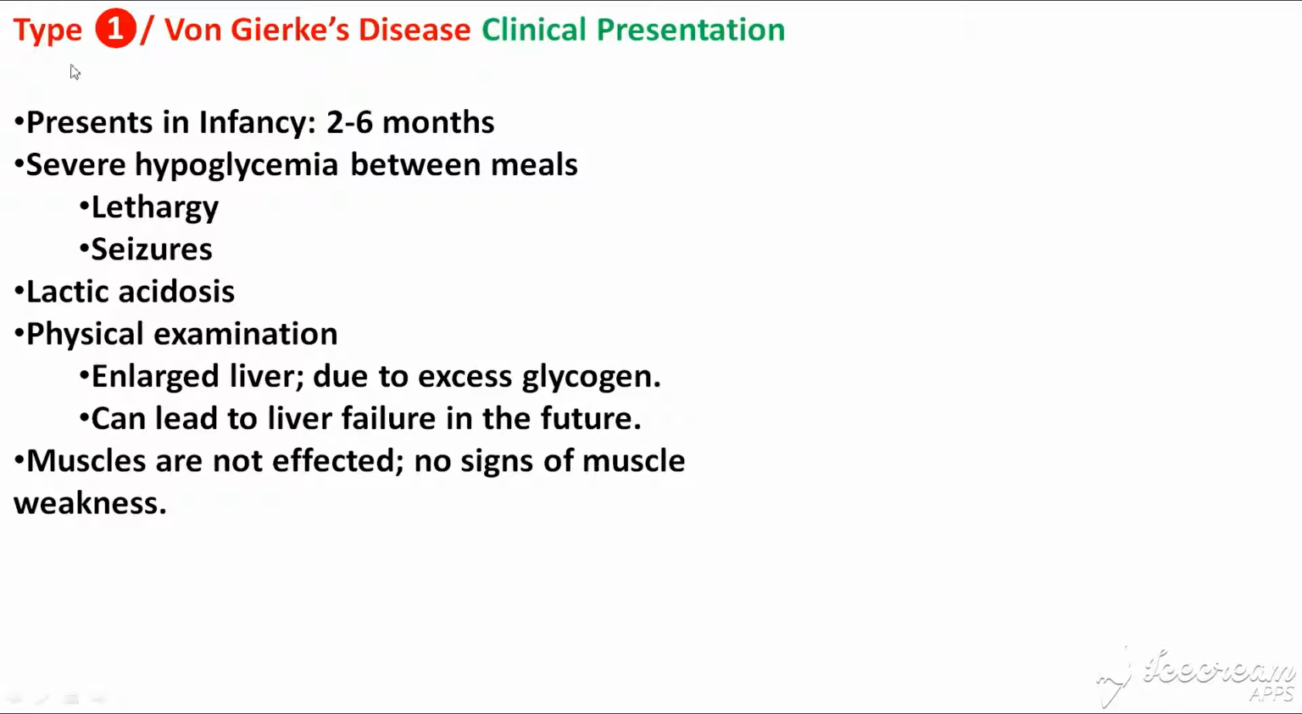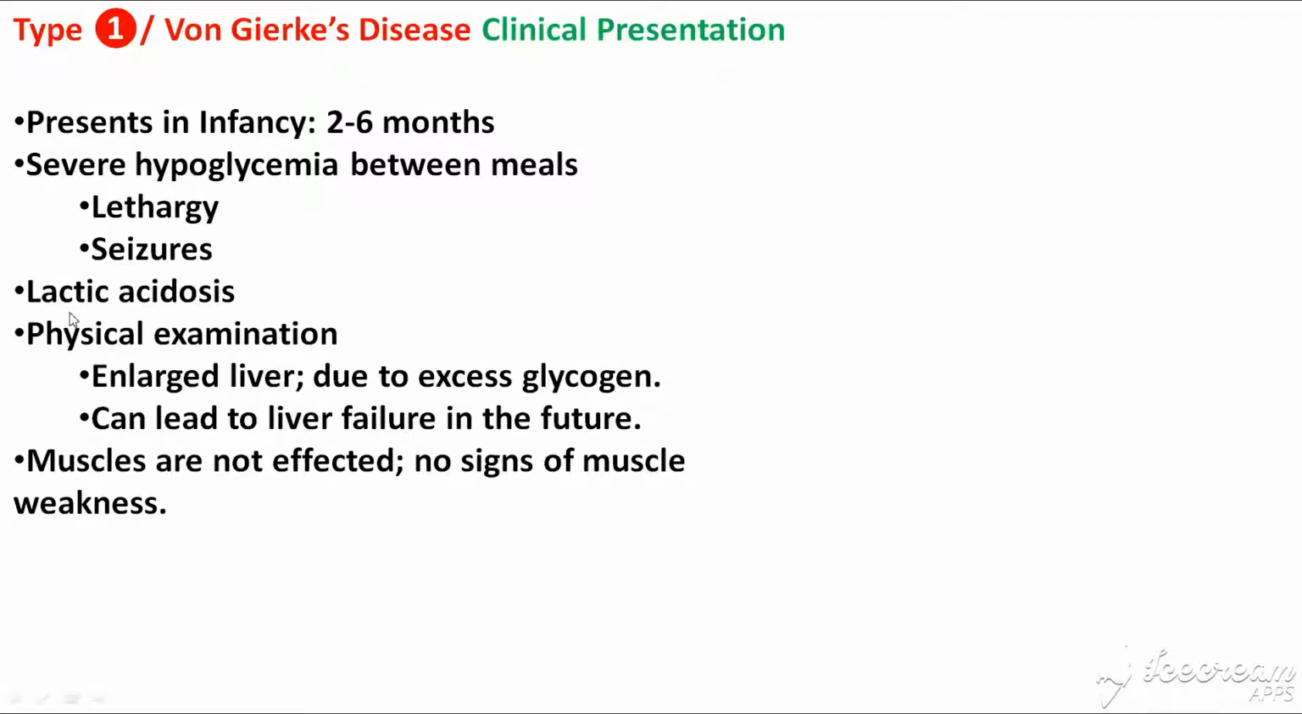Okay, so now we're going to discuss the first glycogen storage disease, type 1, also known as von Gierke's disease. Okay, so it's going to present in infancy at around 2 to 6 months of age, and the reason for that is that it takes a little bit of time for glycogen to accumulate in the liver and lead to the clinical manifestations. Now, these babies are going to suffer from severe hypoglycemia in between meals. So they're going to suffer from lethargy, and hypoglycemia could also cause seizures.